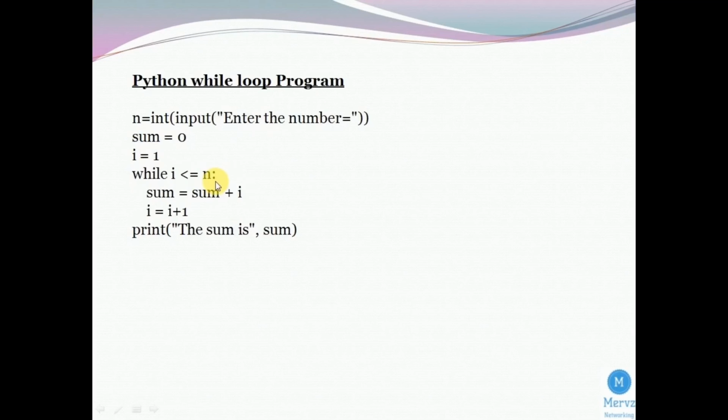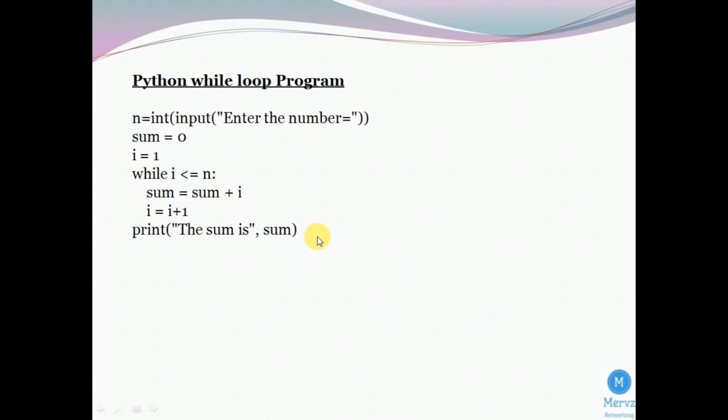Next line, while i less than or equal to n. If that condition is true, the body of while will execute. In the body we can see sum is equal to sum plus i and i is equal to i plus 1. We need to increase the value of the counter variable in the body of the loop. This is very important. Failing to do so will result in an infinite loop, or never ending loop.